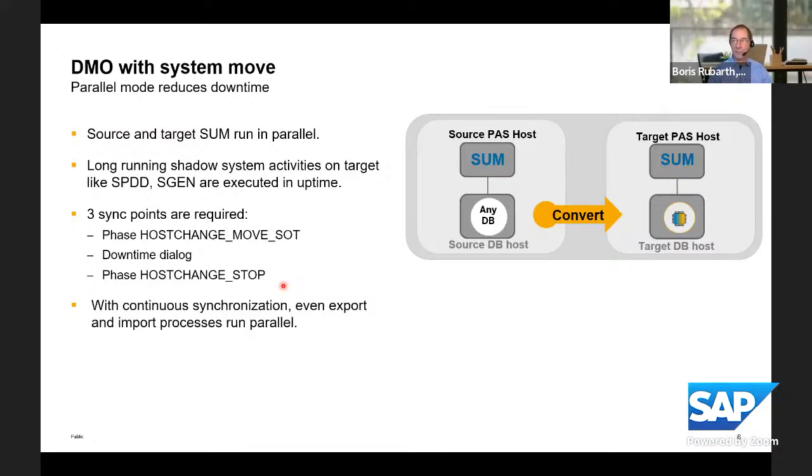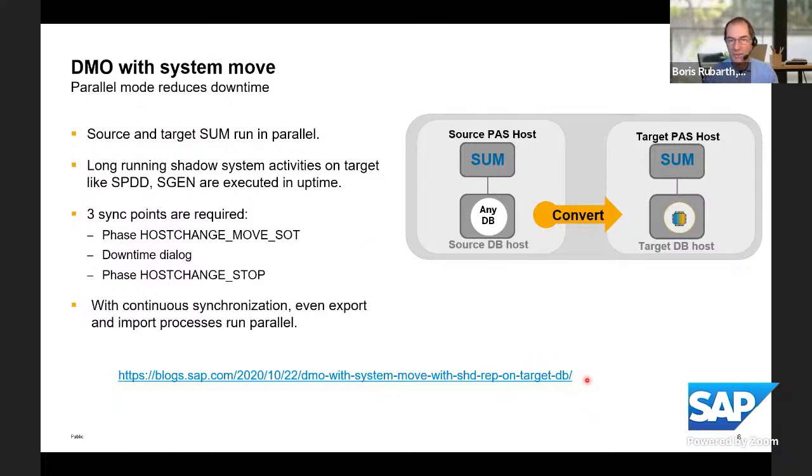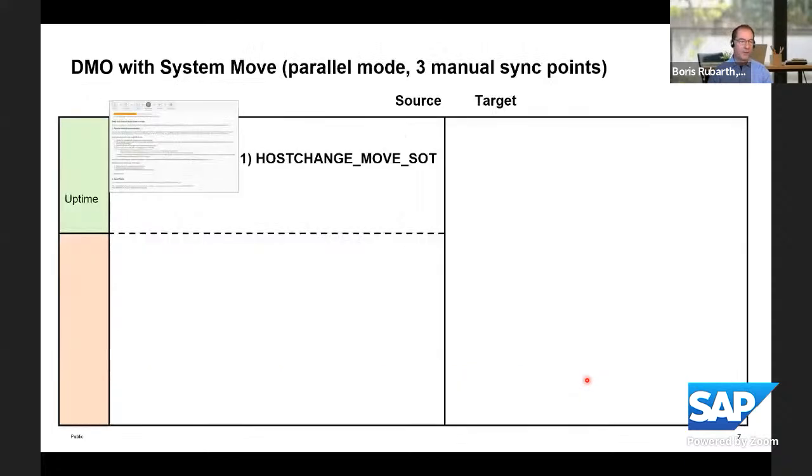That's the benefit. There's a blog post written 2 years ago that is explaining this DMO with system move, and especially the requirement to use the parallel mode, since 2 years ago there was an actual architectural change in the Software Update Manager so that these shadow system operations are executed on the target. That was a major change in the architectural approach of the tool. That's why I allow myself to emphasize this again.